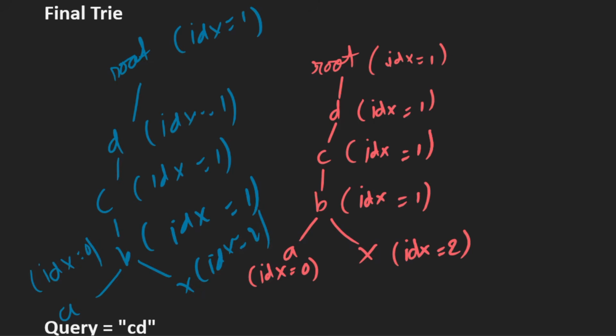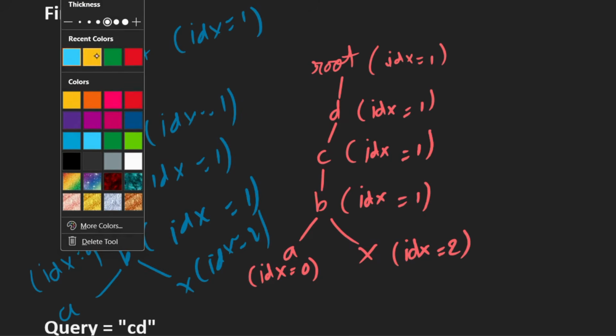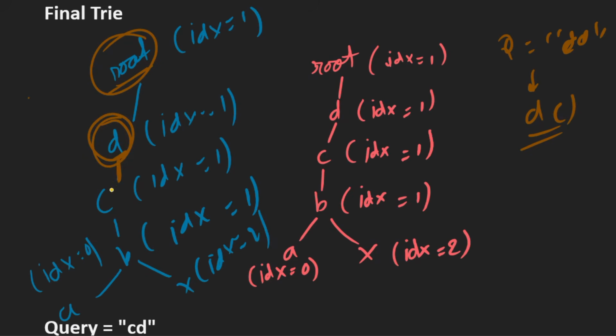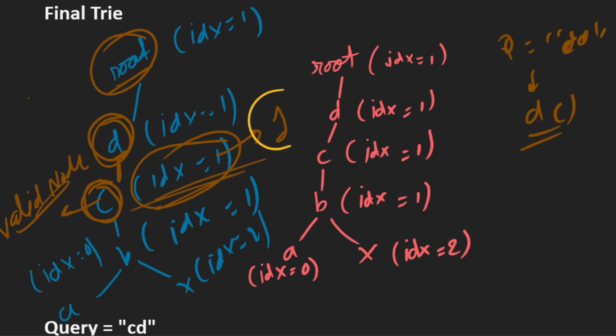Now we have the query strings. The first query string is cd. We first reverse this, so it becomes dc. We start traversing from the root node. We check, do we have a child for d? Yes, child for d is there, so we go to this node. Then we check, do we have a child for c? Yes, so we go to this node. Now our query string has been completely traversed, so this is our valid node. We check the index value stored here, which is 1. So for this query the answer is 1.